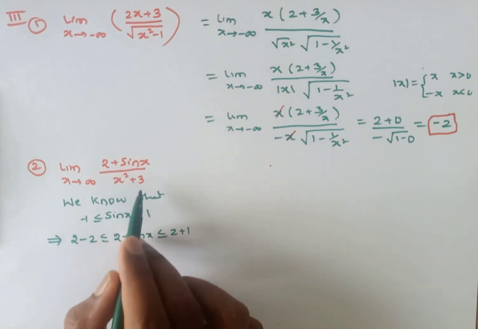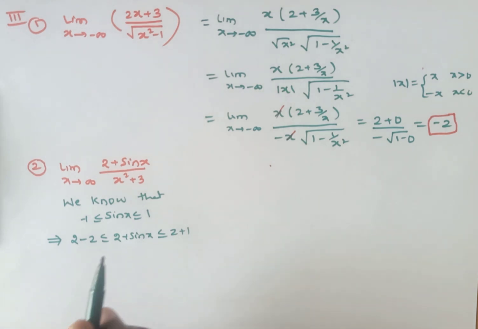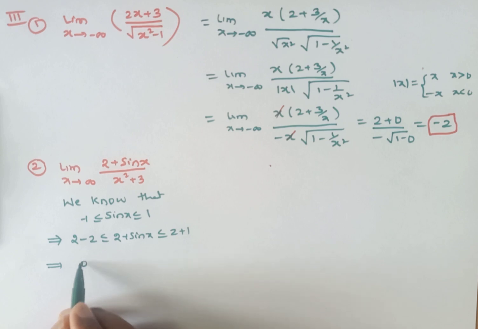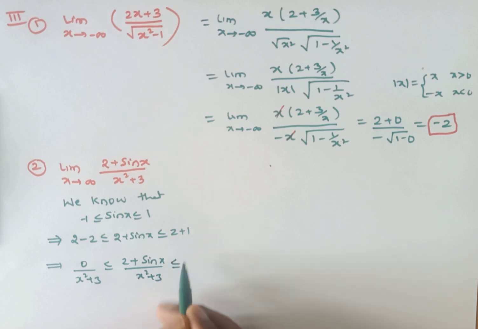Now to get 2 plus sin x by x square plus 3, you need to divide the entire inequality by x square plus 3, and we can divide only when x square plus 3 is positive. So 2 minus 1, that is 1... sorry, 2 minus 2, so 0 divided by x square plus 3 is less than or equal to 2 plus sin x by x square plus 3, which is less than or equal to 2 plus 1, that is 3 by x square plus 3.